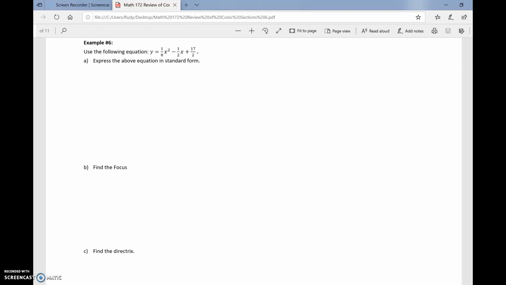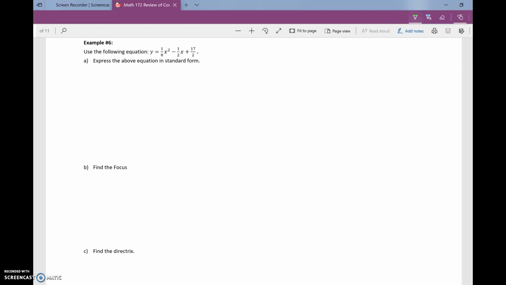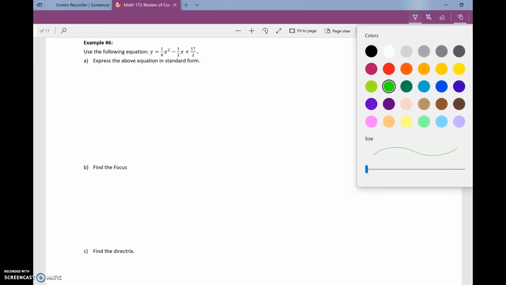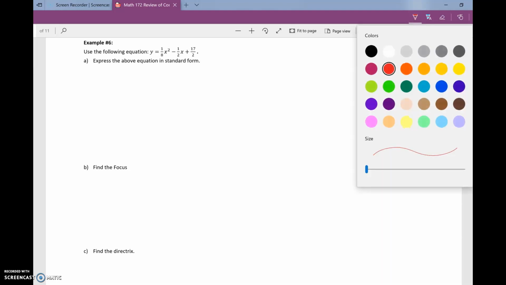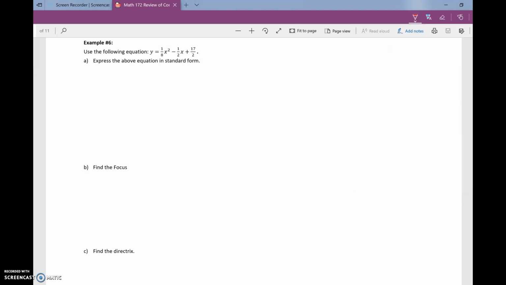Hi class, let's take a look at example 6. In example 6, we need to put it in standard form, and then we can identify the focus and the directrix of this particular conic section. Okay, so let me rewrite it, and let me start rewriting it in h comma k form.